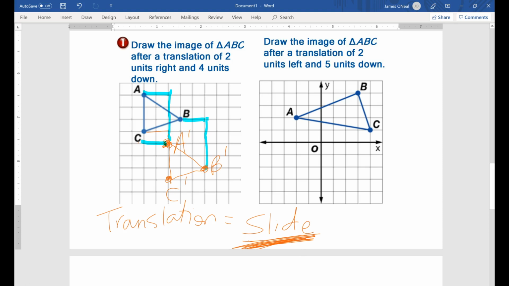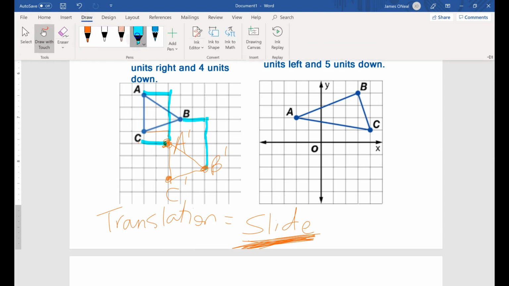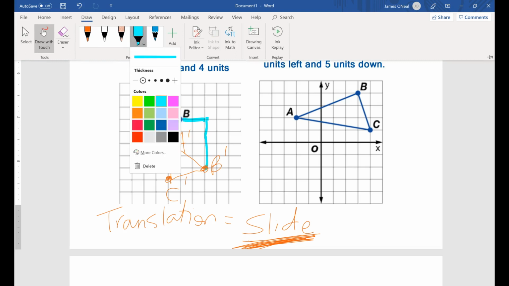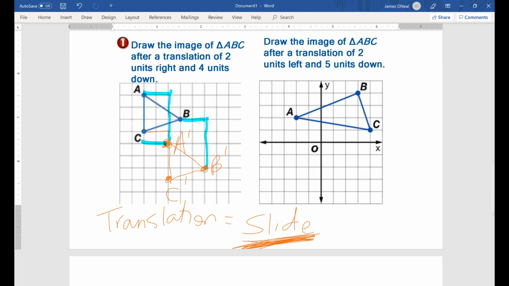All right, the next one says draw an image, triangle ABC, after a translation of 2 units left and 5 units down. Y'all, baby stuff. I'm going to pick a new color. Let's go with green. All right, so where are we going? 2 to the left and 5 down. So A is going 2 to the left, and then 1, 2, 3, 4, 5.